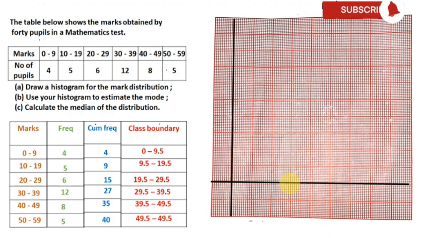So if I do that, I'm going to have this. So I'm going to place 2 here. Then I have 4. I have 6. I have 8. I have 10. And 12. So this represents the frequency. Okay. So on the other side, we're going to put our class boundary this way. So this is going to represent class boundary.